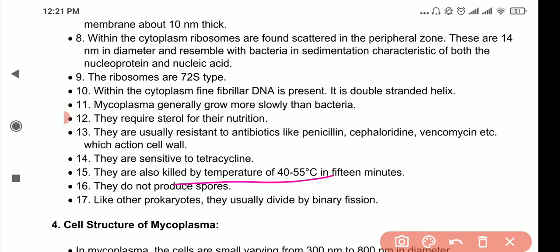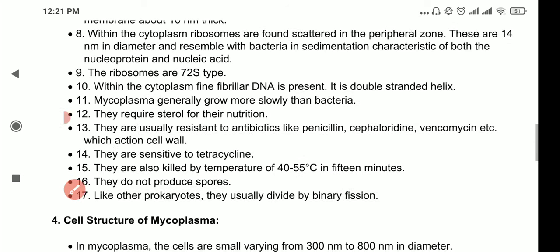That's why you boil your water, no? We don't add antibiotic into water and drink it. We boil our water, because it kills almost all the microbes. I think it kills all, as we boil at about 100 degrees. So they do not produce spores and they divide by binary fission.